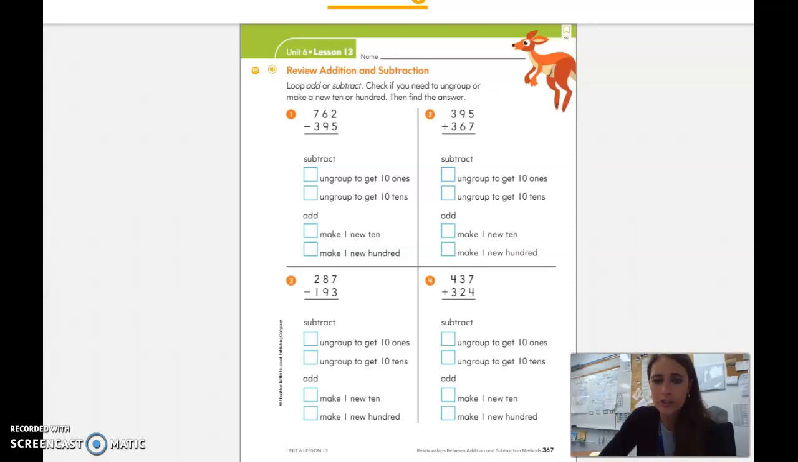On this workbook page, you will have subtraction and addition problems. What is the most important thing to decide in addition? Whether you make a new 10, a new 100, or both, a new 10 and a new 100.